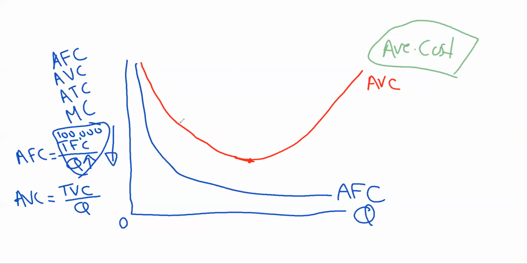At the lower level of output, the variable cost per unit of output starts to decline as we produce more and more, and then the cost actually is increasing. The variable cost per unit of output is also going up.